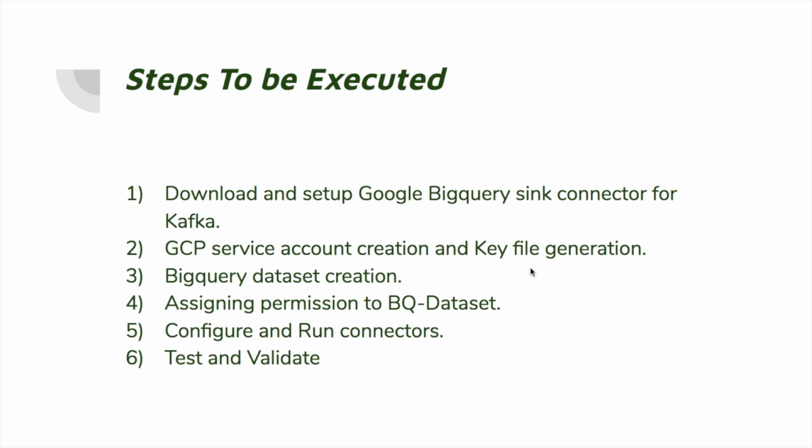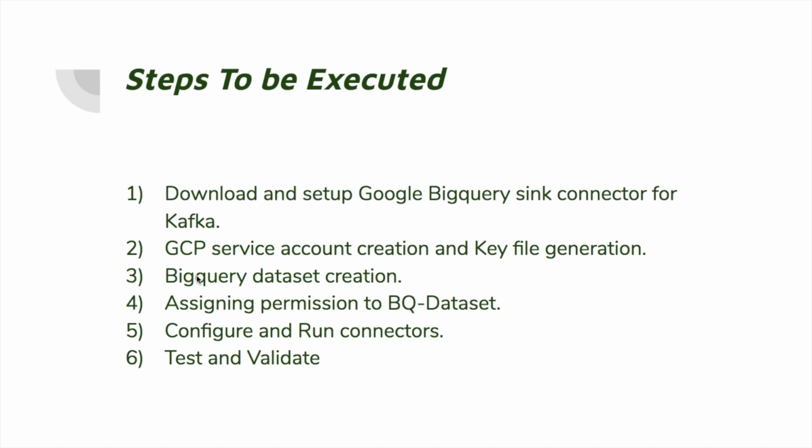Okay, now let's talk about the steps we are going to perform to make this connector up and running. So first of all, we will download and set up the Google BigQuery Sink connector for Kafka in the Confluent environment. And then in the second point, we will create a GCP service account and we will generate the corresponding key file to make the connection with the BigQuery services.